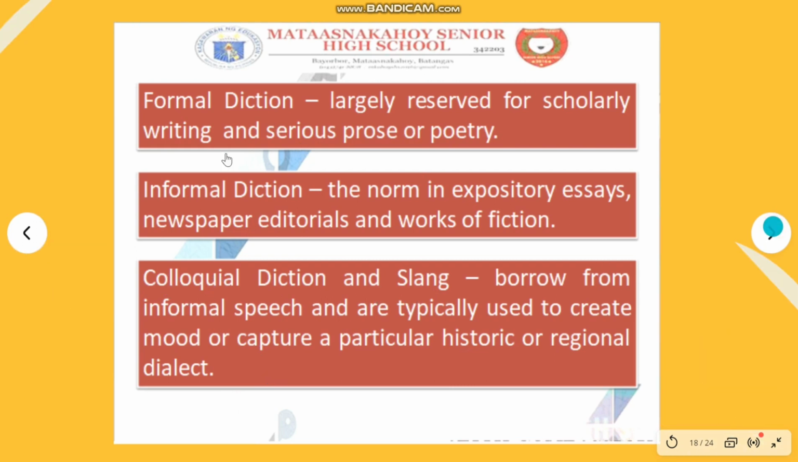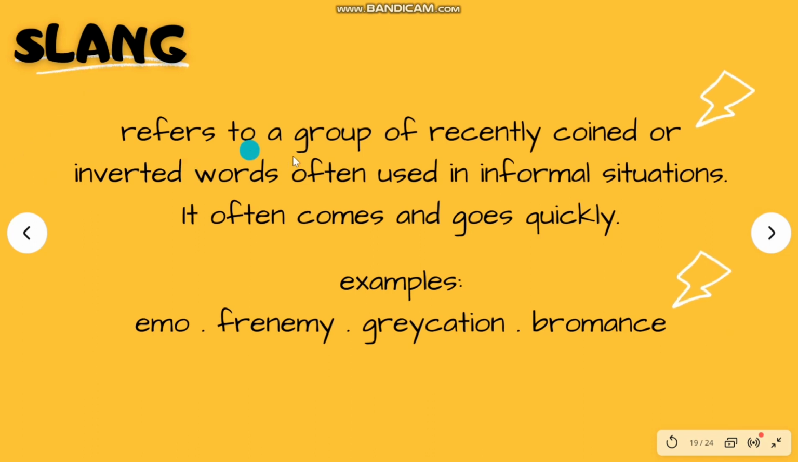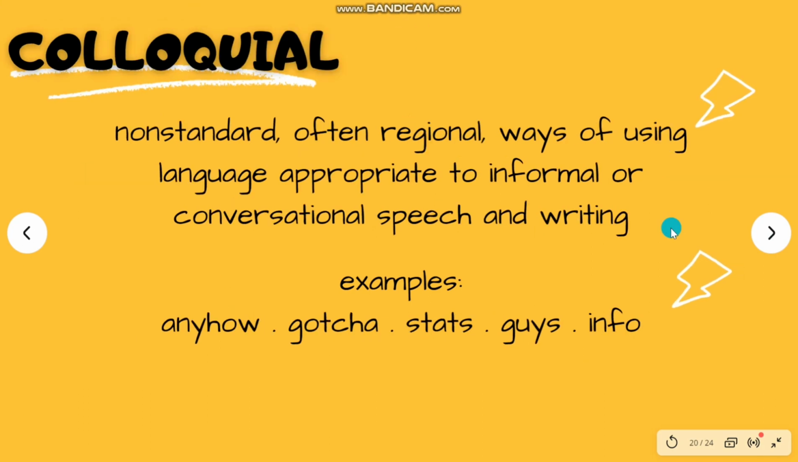Let's have first, slang. It refers to a group of recently coined or invented words often used in informal situations. It often comes and goes quickly. Examples: emo, frenemy, craycation, romance. Next, we have colloquial. These are non-standard, often regional ways of using language appropriate to informal or conversational speech and writing. Examples: anyhow, gotcha, stats, guys, info.